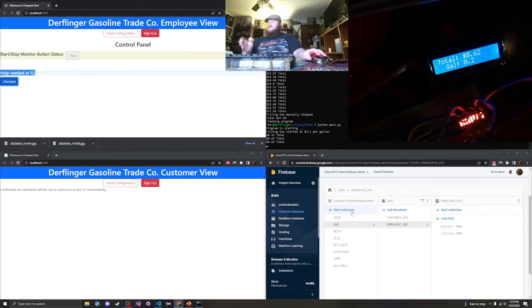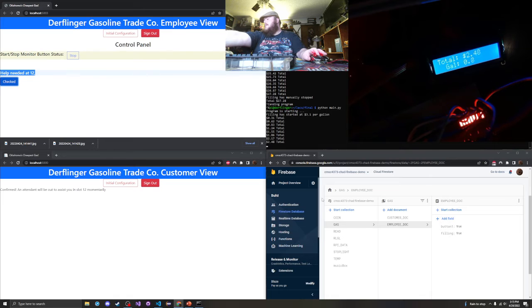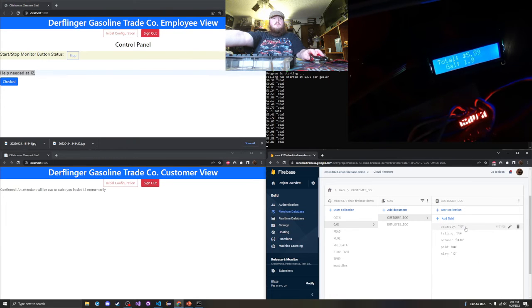Aha! As you can see, it is currently filling and has the total amount, which is calculated from the gallons multiplied by the octane price per gallon. And then since we were just topping it off, it only went up, I think, 1 unit, since it was so close to being full.